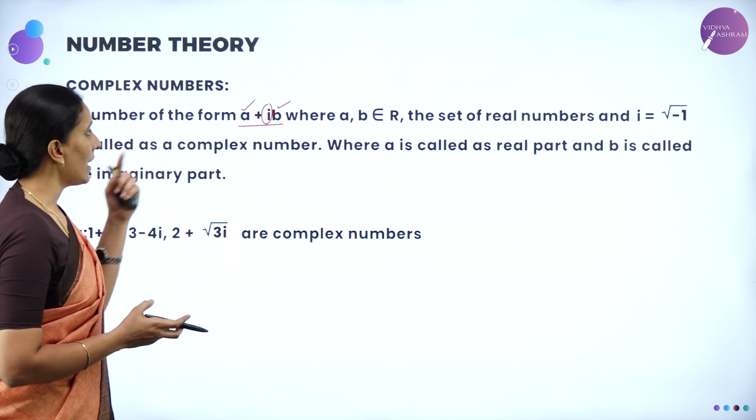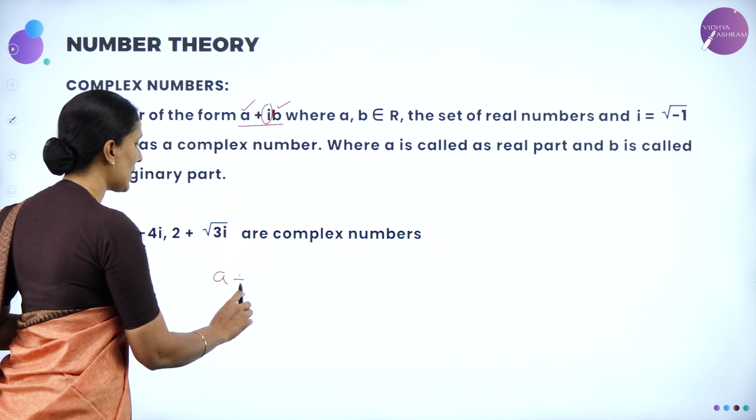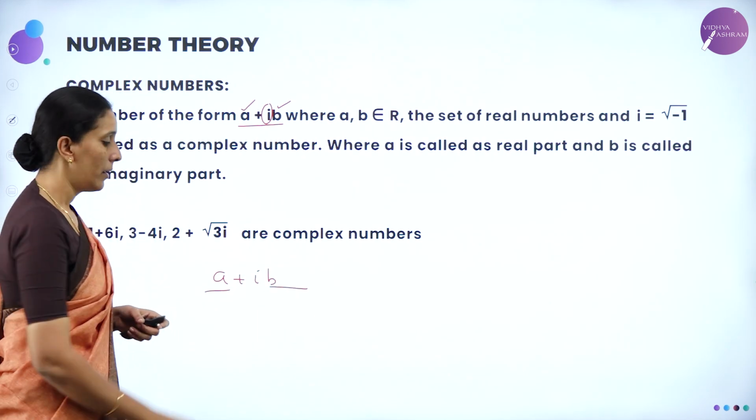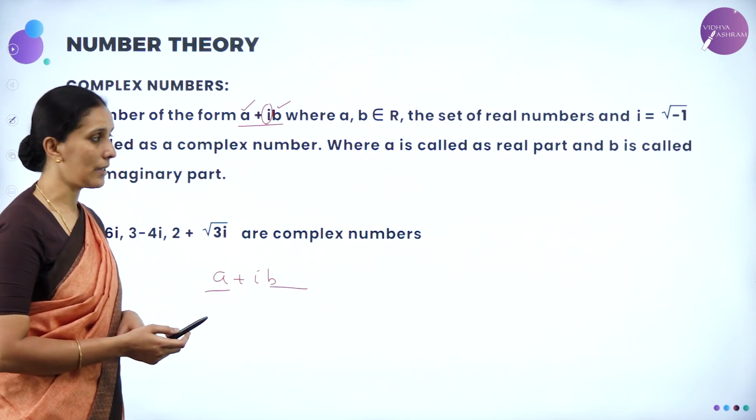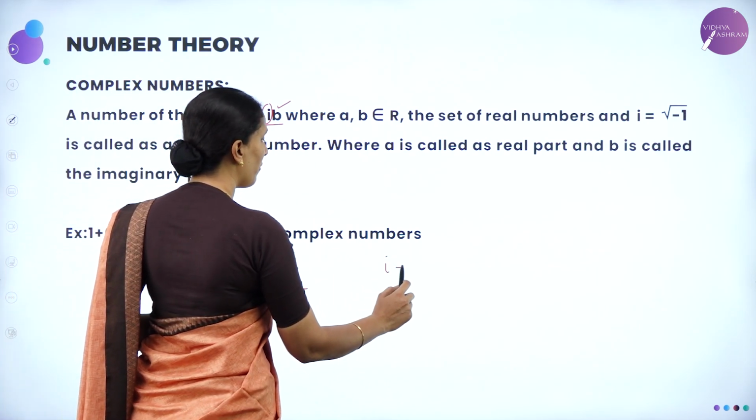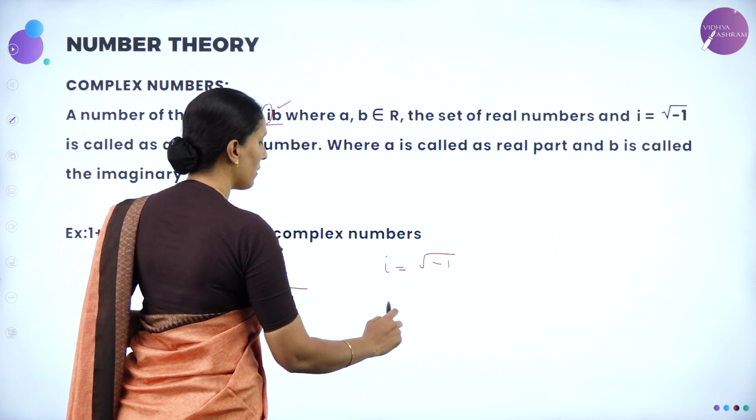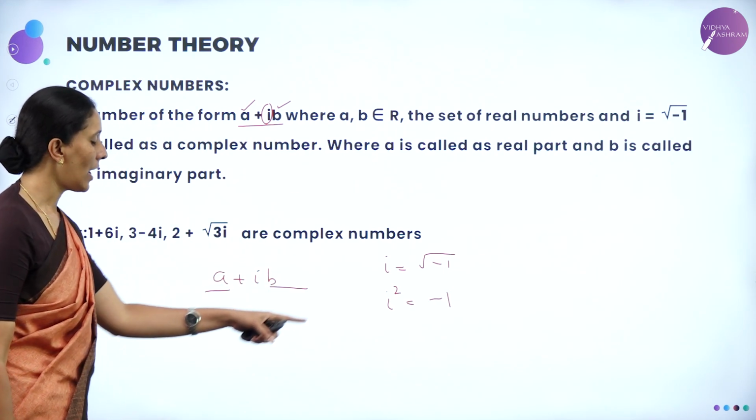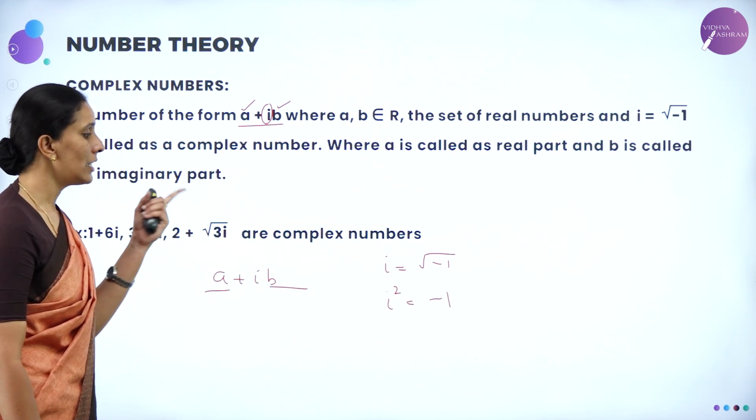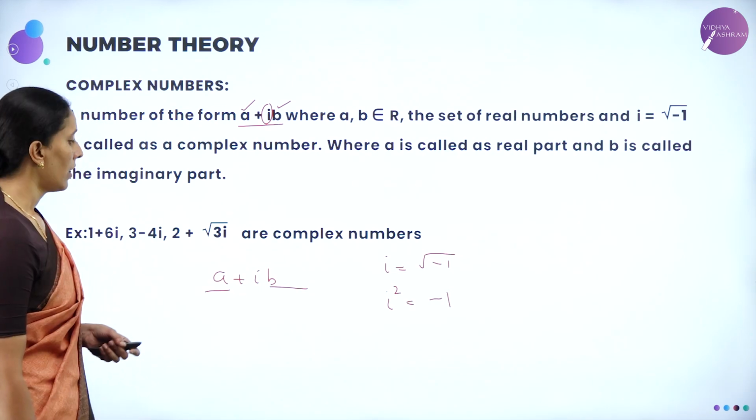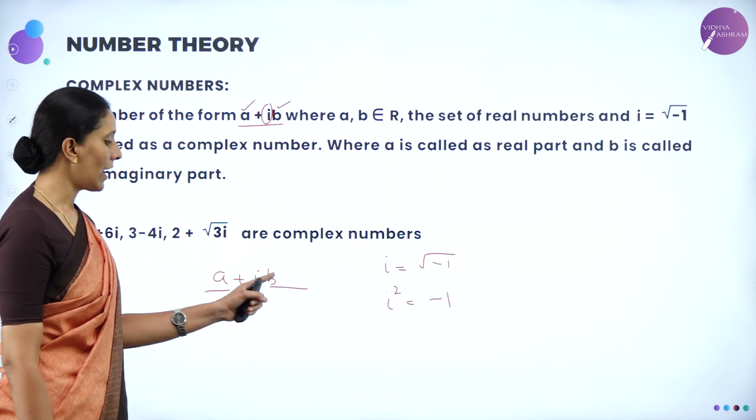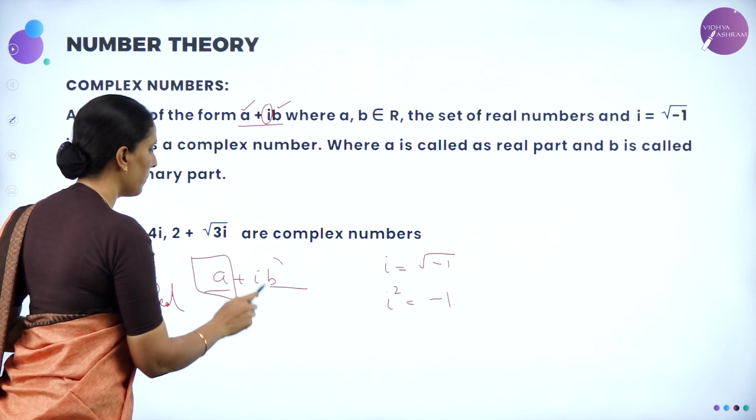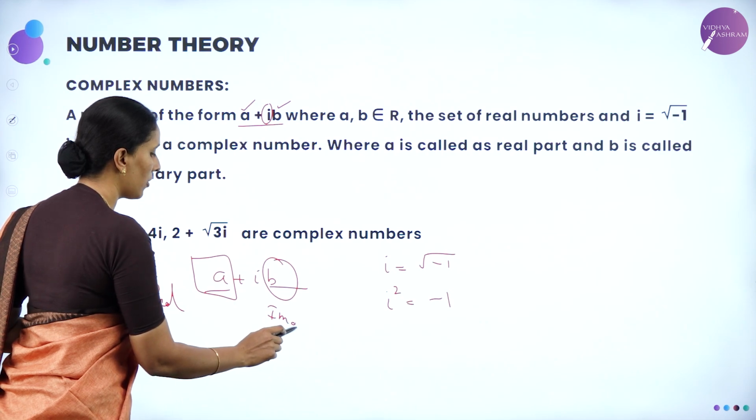So any number in the form a plus ib, where a is a real number and b is a real number, is a complex number. Clearly the value of i is the square root of -1, and when you square it, i squared is equal to -1. So this type of number which includes i is called a complex number. And when we write the a plus ib form, a is called the real part and b is called the imaginary part of the complex number.